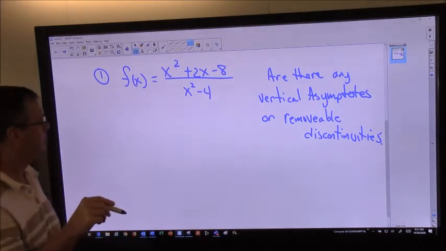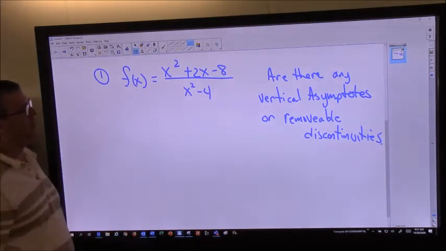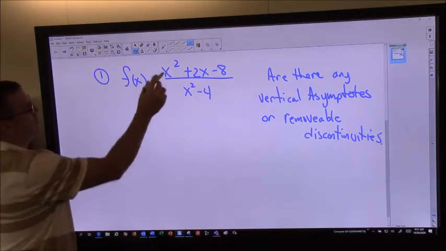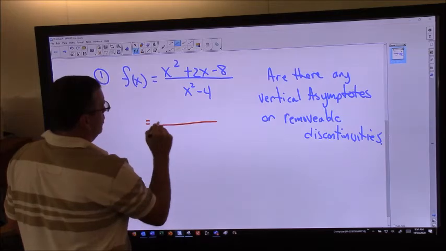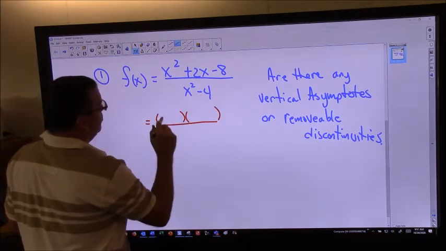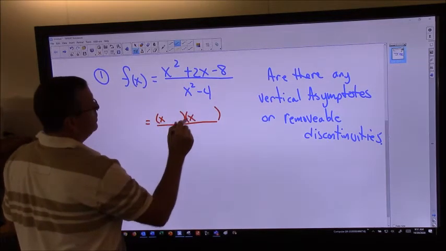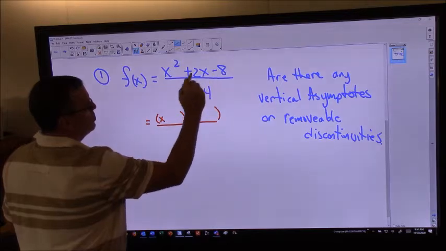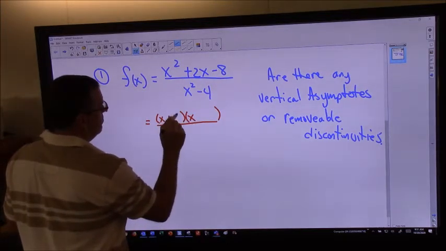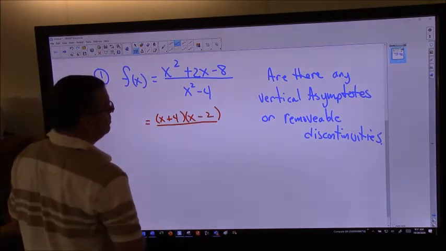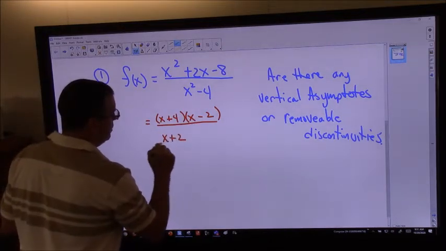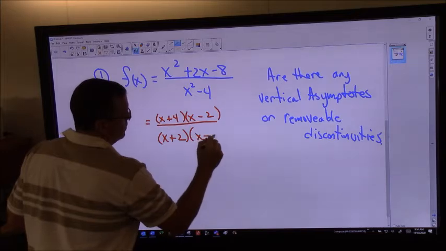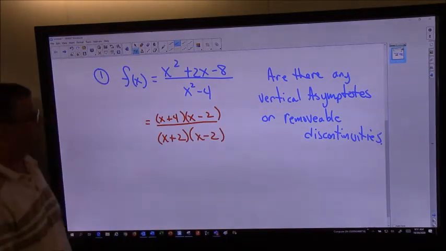Okay? So I think the first thing I want to do here is factor this expression. So if I factor the numerator, I'd have x times x. Two numbers you multiply to get 8 and subtract to get 2. Positive 4, negative 2. And if I factor this, I've got x plus 2 times x minus 2.